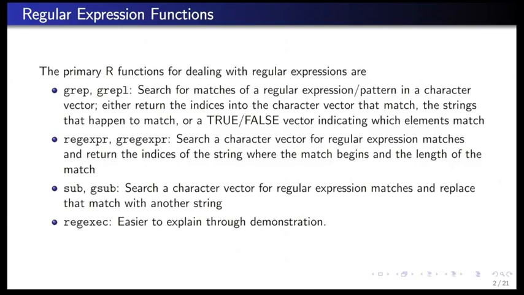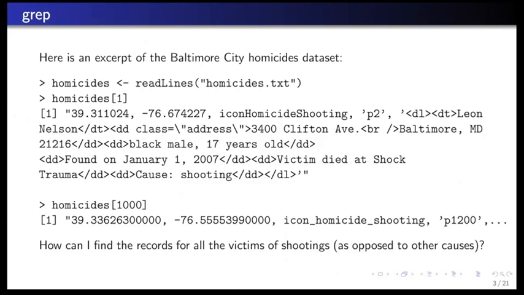So I'm going to read in this data set. This is the Baltimore City homicide data set that I made. This homicides.txt file is on the Coursera website. It's zipped up. You can just download it if you want. And you can read it with the readLines function. So it's just one line per element of data, right?